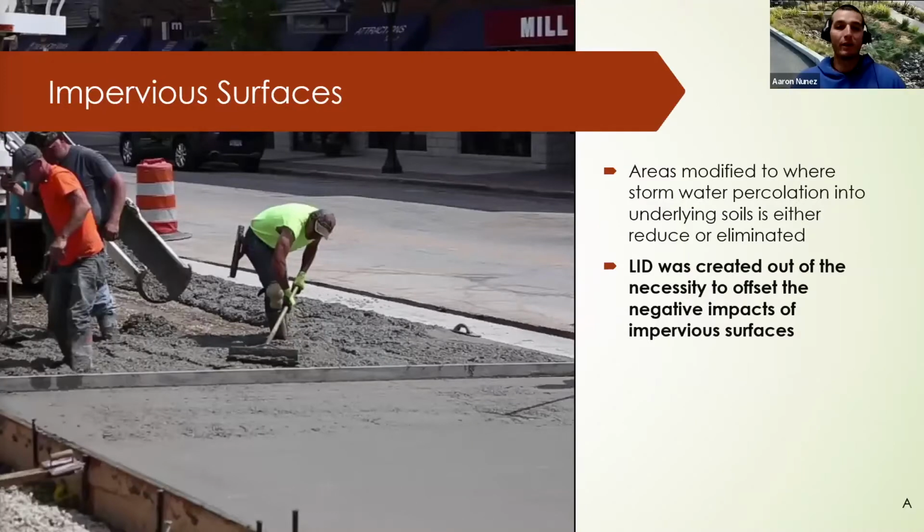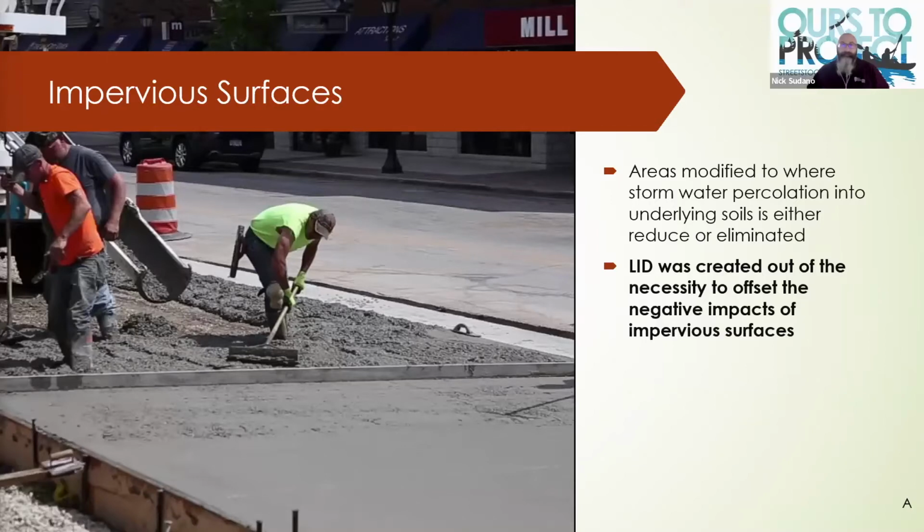So, let's just talk a little bit about impervious surfaces. These are defined as areas that are modified to where stormwater percolation into the soils has been reduced or eliminated. It's really easy to think about impervious surfaces as a sidewalk, right, or a parking lot, but it can also be a compacted driveway or something where the percolation has been reduced or eliminated.